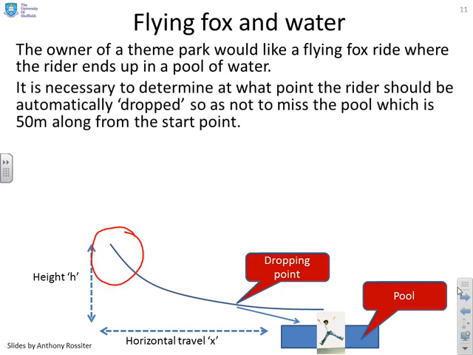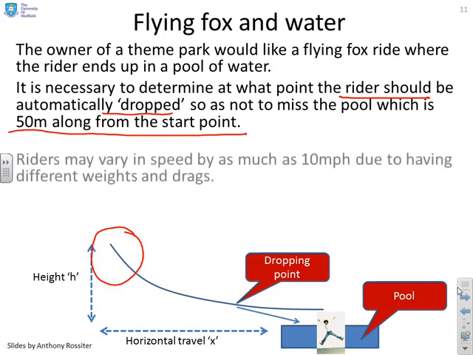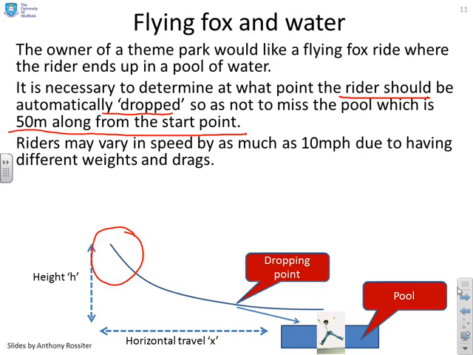Now, our problem is, at what point the rider should be dropped so that they land in the pool of water rather than landing somewhere else. And the pool of water is 50 meters along from the start point. Now here's the problem. The rider's speeds may vary by as much as 10 miles per hour due to having different weights and drags.